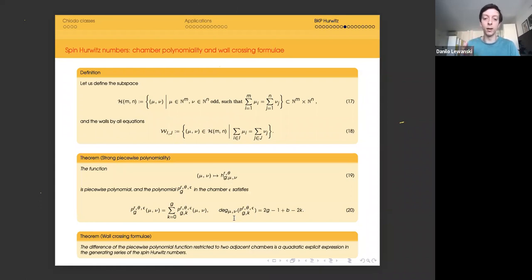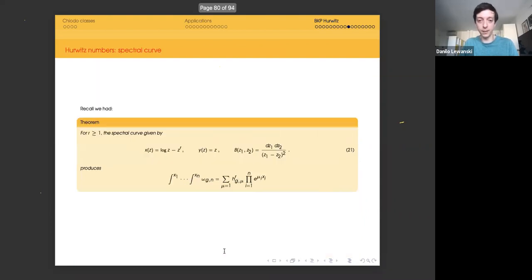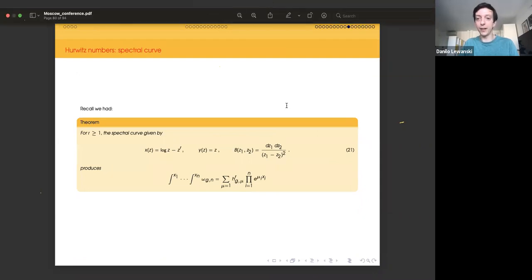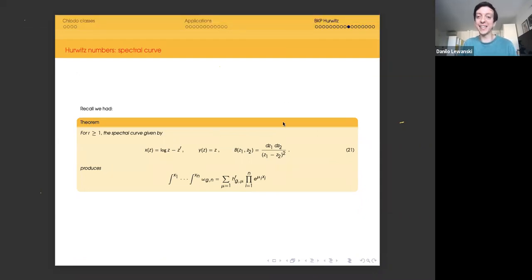separated by a single wall, you could wonder how this piecewise polynomial function behaves in the transition. So this is the wall crossing phenomenon. And then in fact, it behaves as in the non-spin world, as a quadratic explicit expression in the generating series of the spin Hurwitz numbers. So I didn't write the formula because it's a mess, but it's morally the same phenomenon as in the non-spin world. And now let me talk about the topological recursion.